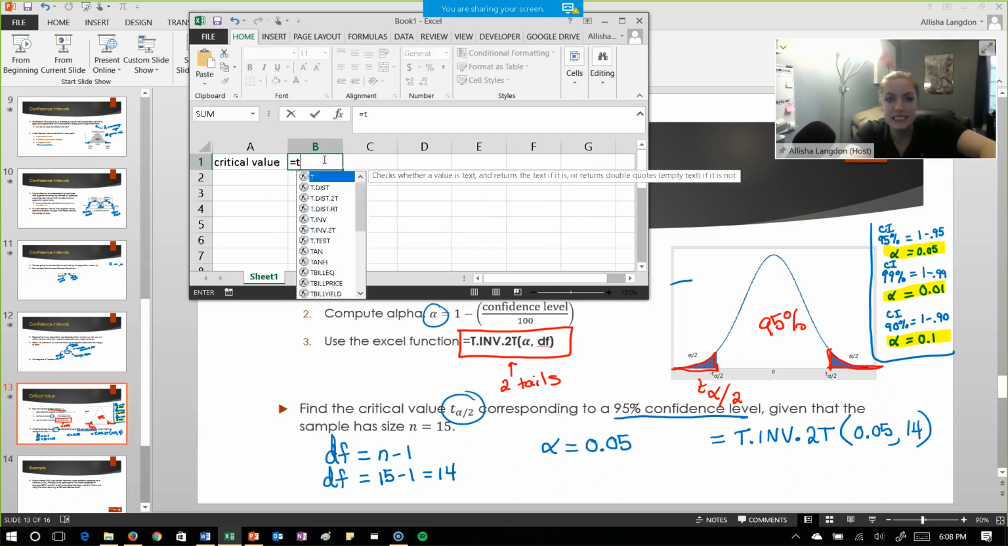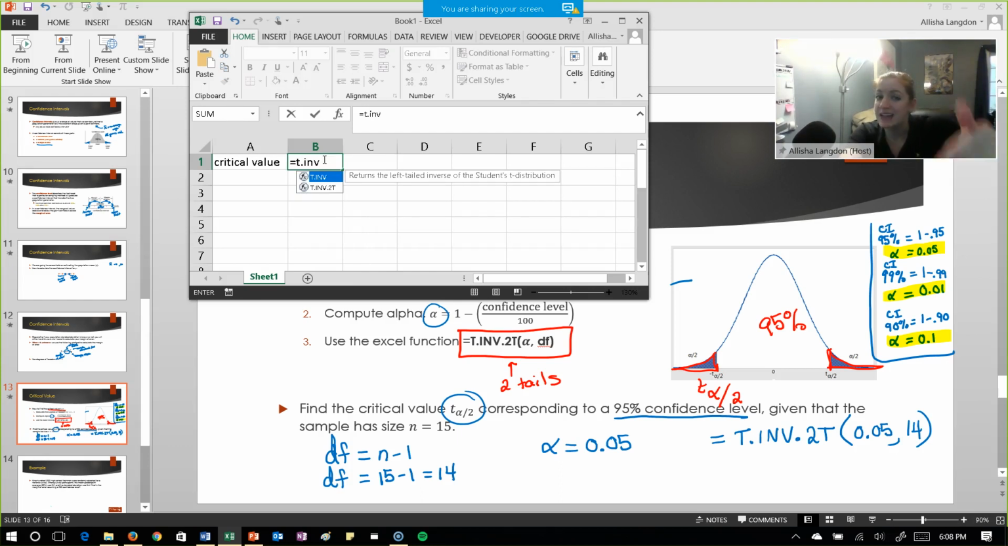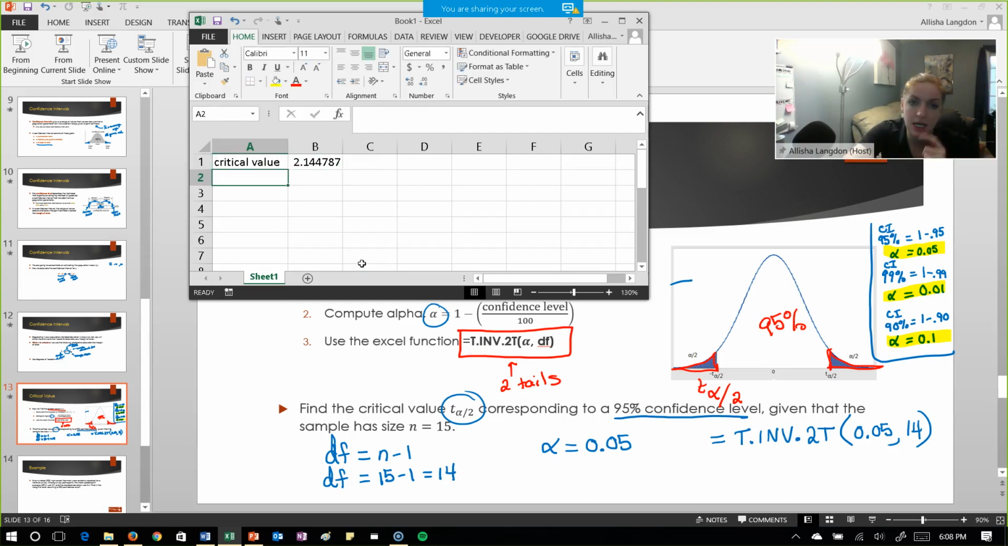So equals T dot inverse. Now notice there's a T dot inverse and a T dot inverse dot 2T. You always want to do the 2T because you have to get both tails. Both sides. Not one-sided here. And then I type in 0.05 for the alpha and 14 for my n, and I get 2.14.